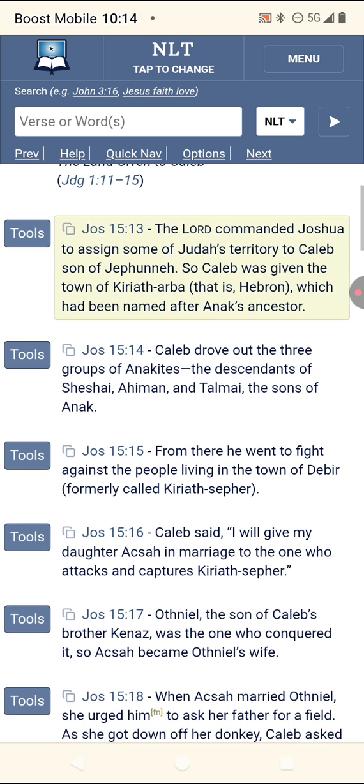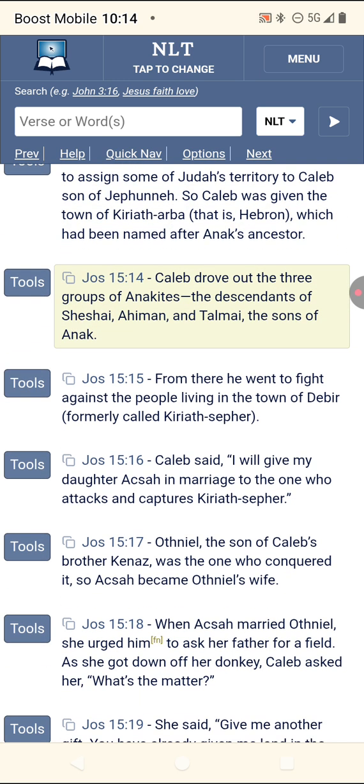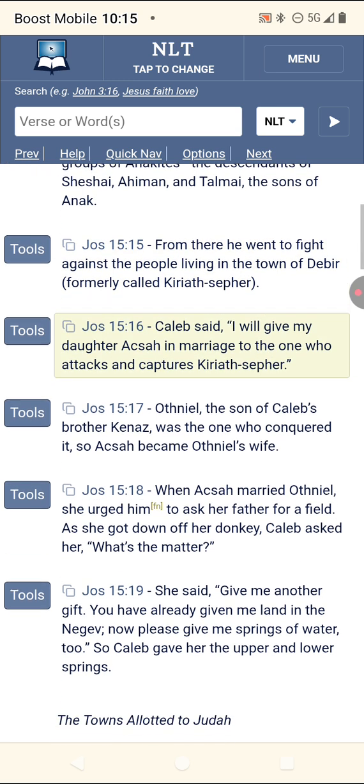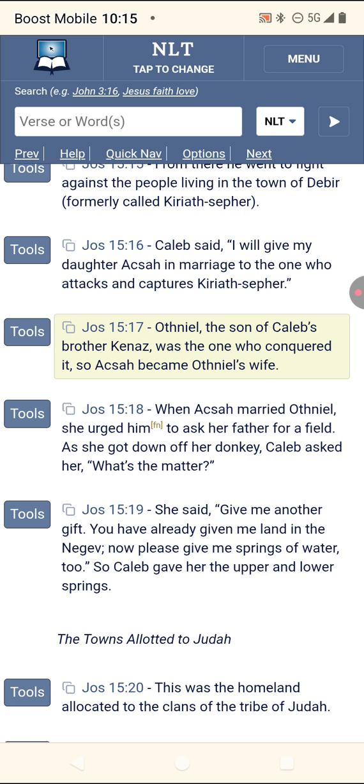So it says, Yahweh commanded Joshua to assign some of Judah's territory to Caleb, son of Jephunneh. So Caleb was given the town of Kiriath Arba, that is Hebron, which had been named after Anak's ancestor. Caleb drove out the three groups of Anakites, the descendants of Shishai, Ahiman, and Talmai, the sons of Anak. From there he went to fight against the people living in the town of Debir, formerly called Kiriath Sefer. Caleb said, I will give my daughter Aksah in marriage to the one who attacks and captures Kiriath Sefer. Othniel, the son of Caleb's brother Kenaz, was the one who conquered it. So Aksah became Othniel's wife.